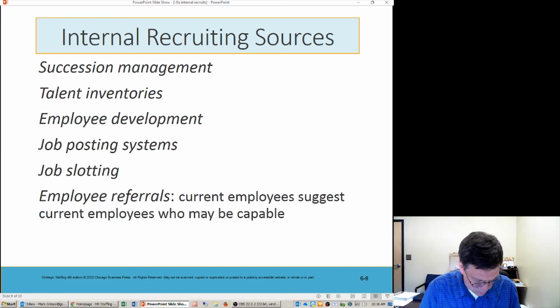The last thing that we want, next to last thing we want to talk about in terms of internal recruiting sources is employee referrals. And that's where I, as an employee, maybe as a manager, but maybe as just a regular old employee, have a role in your organization. I'm the leadership development coordinator, and I see that this marketing director, PR director, let's say, role is available, and I'm not in the least interested in that, but I happen to know that John in the warehouse is really got that background.